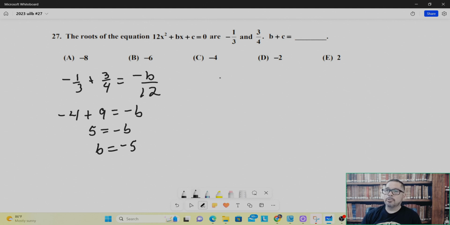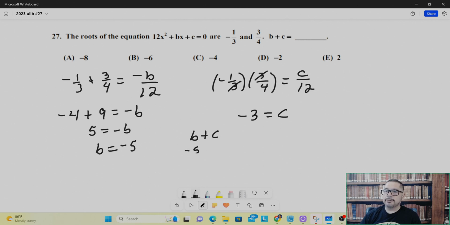And the product of the roots, in this case negative 1/3 times 3/4, is equal to the constant, in this case c, divided by the lead coefficient, 12. The 3's cancel here. Multiply both sides by 12, and I end up with a negative 3 equal to c. And when I add them, b plus c is equal to negative 5 plus negative 3, which equals negative 8. And our answer is A.